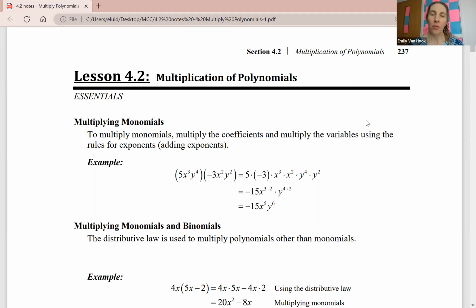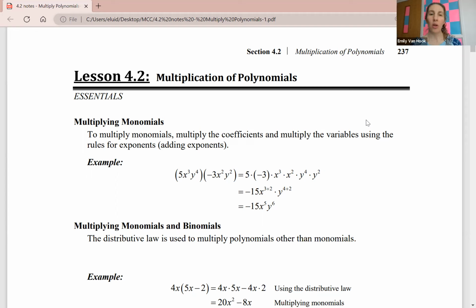So if you're watching this from my college algebra class, you should have the take-home notes to go with this. When we return to class, we're going to pick up in the section after this and start learning about factoring. In order to do that, we do need to have this foundation of knowing how to multiply polynomials.